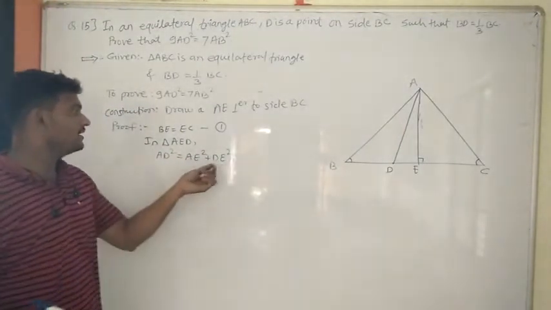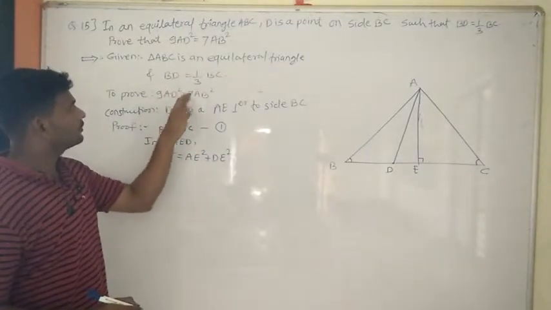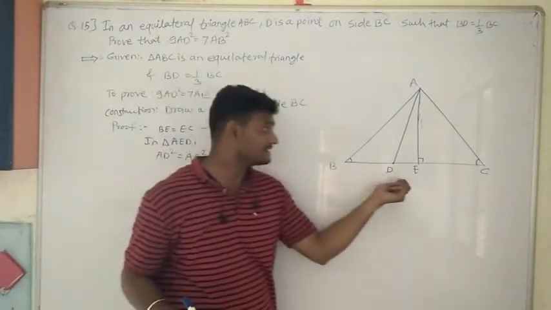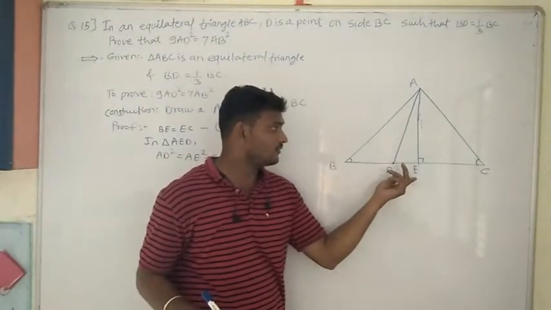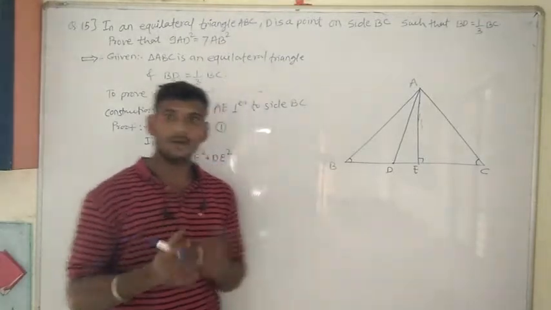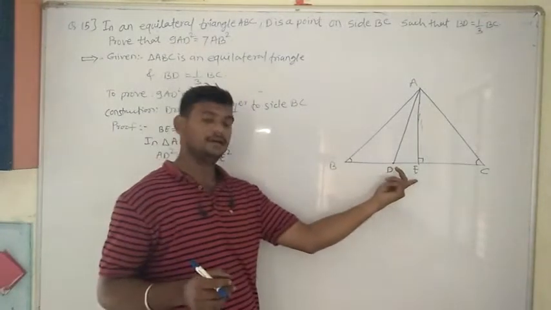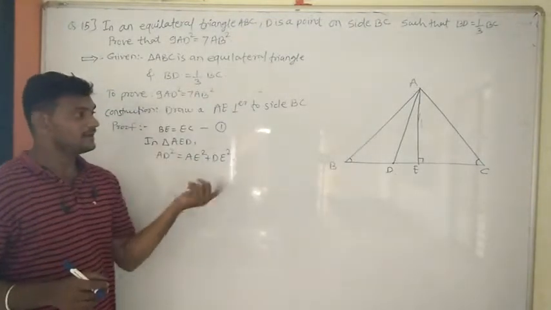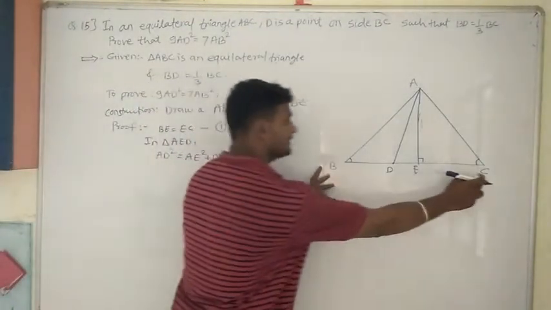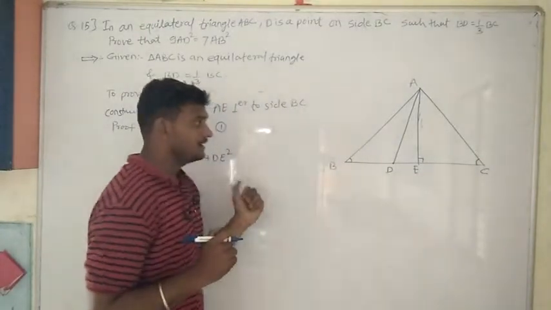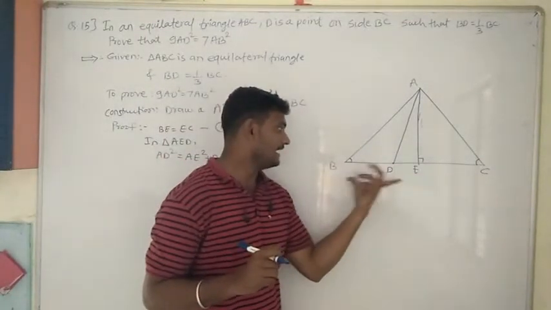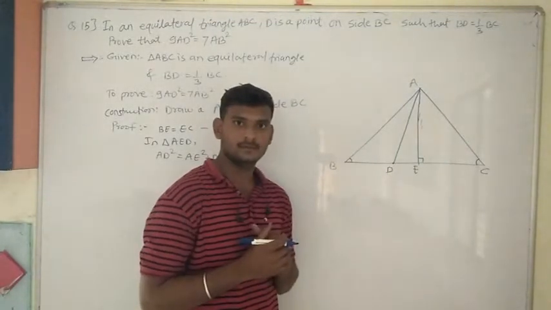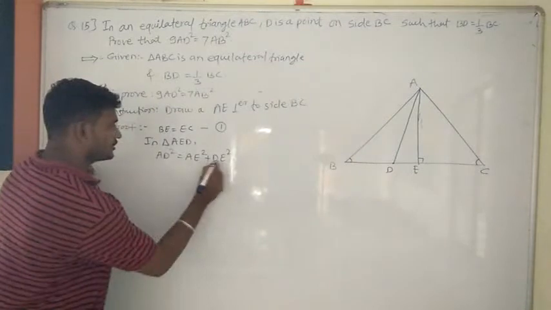Now see here, in the proof there is no DE. How to cancel this DE? DE को आप cancel करना है. DE की जगह आपको अलग लिखना है, because DE is not here. Instead of DE, can I write BE minus BD? Yes, we will write BE minus BD instead of DE.